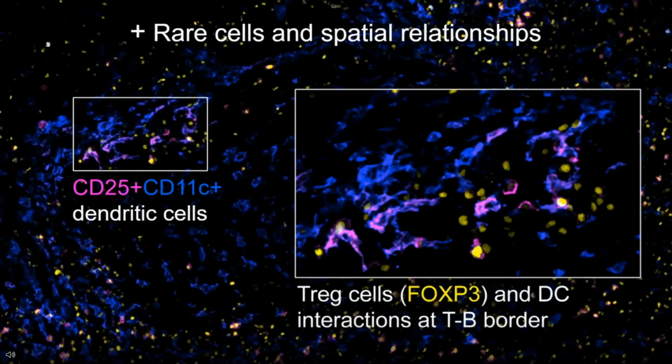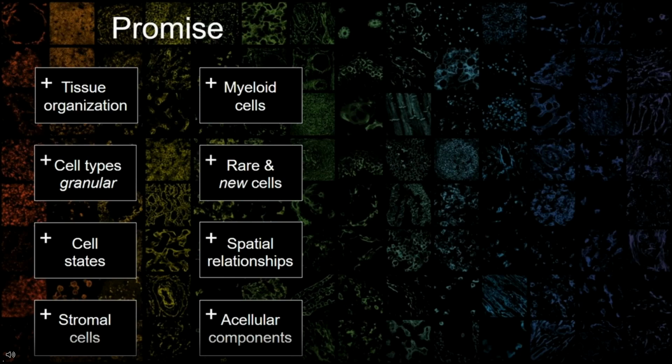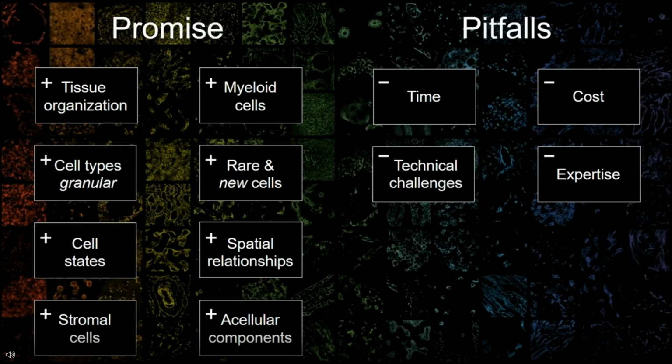So there are a lot of promises with these technologies, as summarized on this slide. But nothing is free in life, so there are a lot of pitfalls, in the sense that these technologies require a lot of time. Validating the antibodies can take 6 to 8 months, which I'll show you in the later part of the talk. They're very costly. The average antibody might be $150 to $1,000, and then there are incredible technical challenges and expertise required to really have confidence in the data that is being generated.